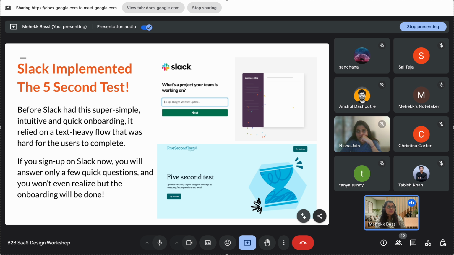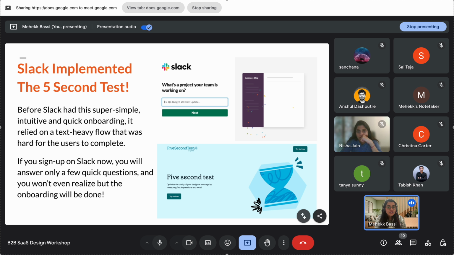In the 5-second test, you're supposed to present your website or your landing page in front of a couple of users and ask them just one question: what did they see here, and what do they think they can do here? The answer to just these two questions is enough, and it will help you understand if the landing page is intuitive or user friendly, or if the flow is complex and hard for the users to get started, or if they are becoming anxious because they have a big form to fill and so many steps to complete. All of these answers they can give you in the 5-second test. Slack actually optimized their onboarding flow using the 5-second test.